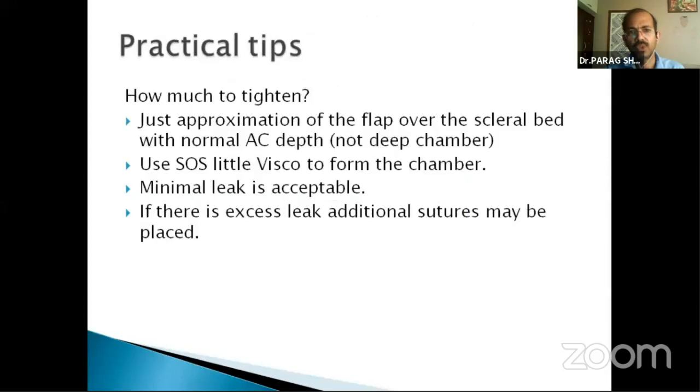So how much to tighten? That is the most important part. Just approximate the flap over the scleral bed with normal AC depth. You should not go so deep, and sometimes use visco to form the AC, and a minimal leak is acceptable. If there is excess leak, an additional suture may be placed.